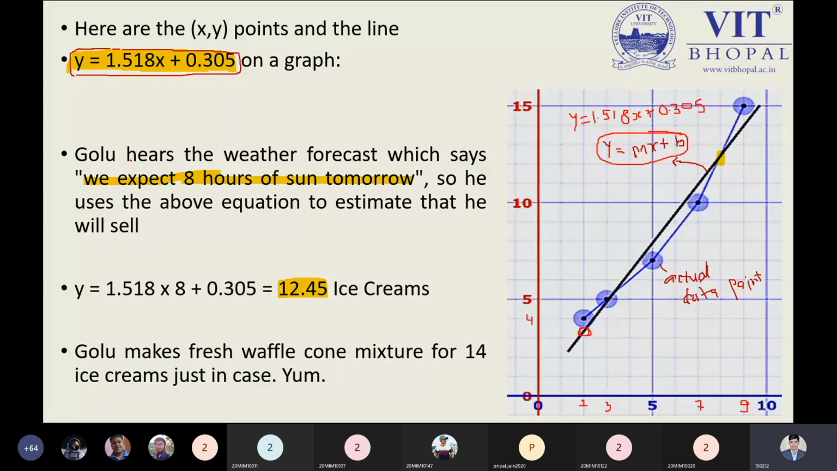Now this is clear to all of you. If the weather forecast predicts 6 hours of sunshine, then based on the 6-hour prediction we can determine how many ice creams Golu can possibly sell tomorrow or the day after. So you need to put the x value as 6 or 7, whatever you want, and just calculate the tentative selling prediction of the ice cream. Is it clear to you all?